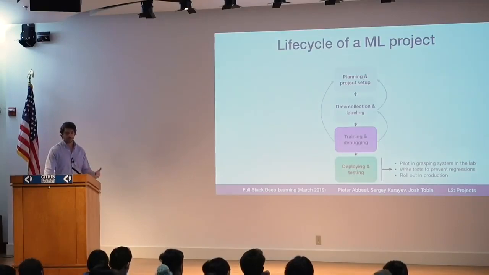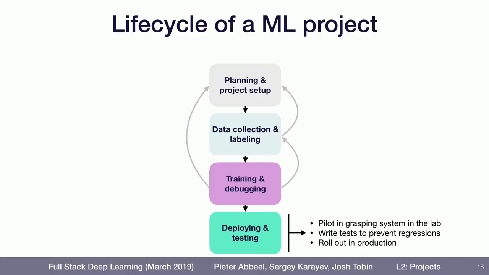And then finally, once we've trained a model that we're happy with, we'll deploy it. And so for full stack robotics, this could start with not actually deploying it in the real world, but deploying it in a controlled setting in a lab. And then we might write some tests once we're happy with how it's working to make sure that it doesn't regress. And then finally, we might try to roll it out into production.